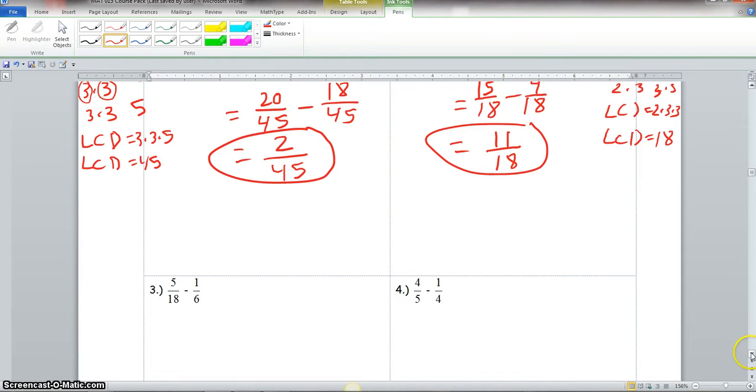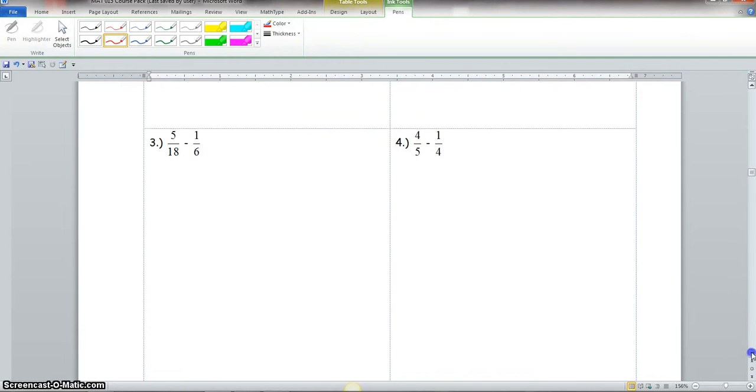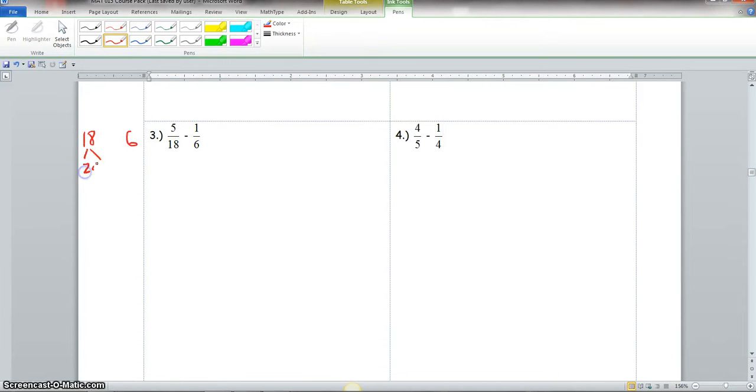Now we scroll down here, and we have number 3. Now we need to find a common denominator of 18 and 6 because they're not the same. So we would take 18, we would take 6. 18 breaks down to 2 times 9. 2 is prime, 9 is not. 9 breaks down to 3 times 3. And then this 6 breaks down to 2 times 3. So we have 2 times 3 times 3. And we will have 2 times 3.